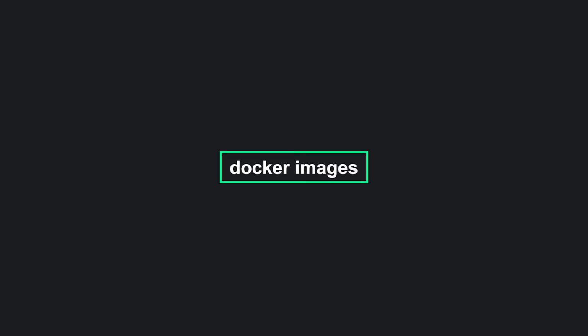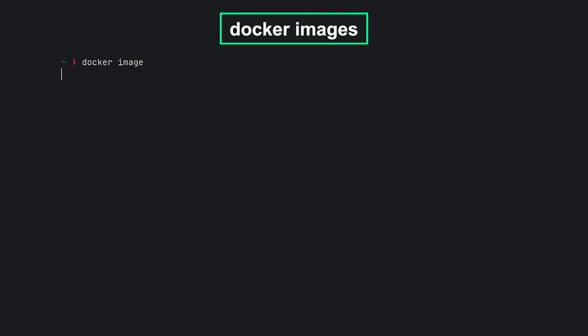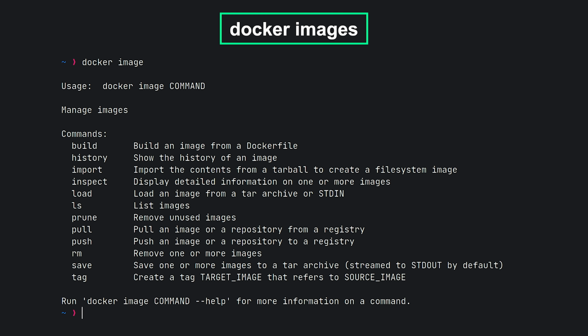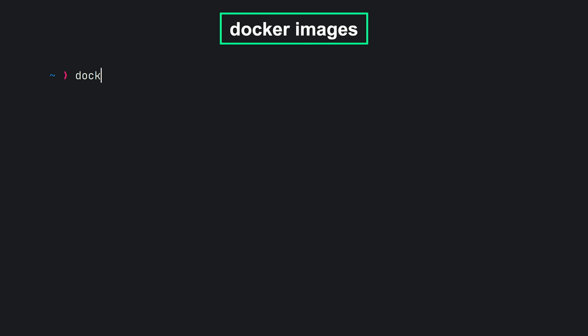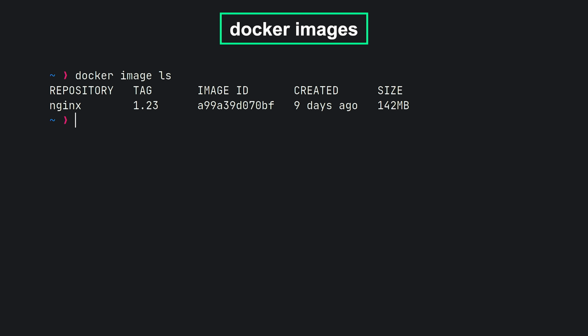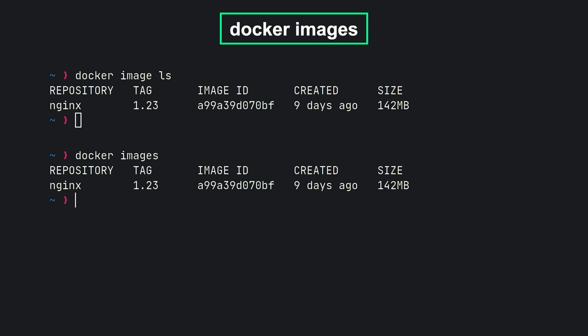To manage Docker images on your machine, you need to use the docker image command. To see existing images, you can run docker image ls or docker images. Both will print all the existing Docker images present on your machine. You can see I have the Nginx image that I just downloaded. It has a tag, an image ID, when it was created, and the size of the image.